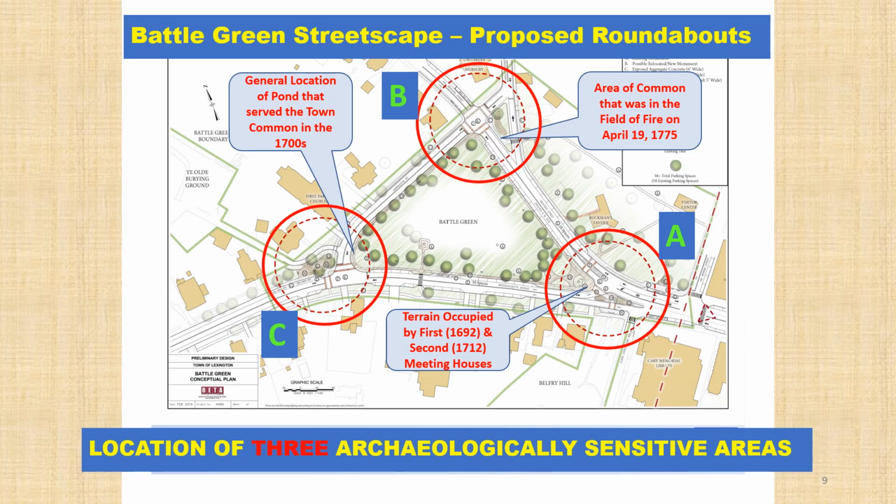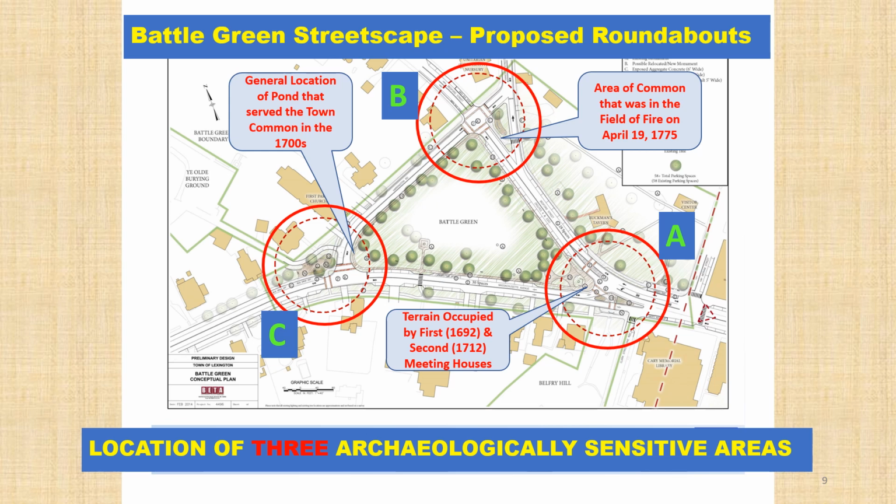We have an example of the omission of considering archaeological resources in the Battle Green Streetscape project. The project proposes 3 intersections with roundabouts. Each of these intersections is the site of a known or potentially significant historic archaeological site. Area A on the right, at Mass Avenue and Bedford Streets, by the Minuteman statue, was the site of the first and second meeting houses.